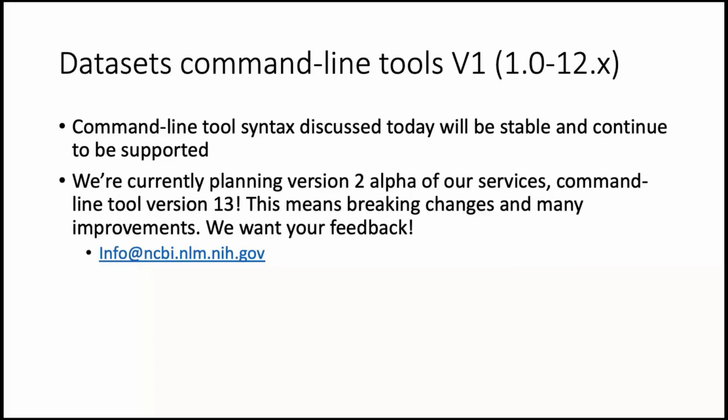So just a quick note about versions. Today we're talking about version 12 of the Datasets command line tools. These are expected to remain stable for the foreseeable future, and these are based on version 1 of our API. And at the moment, we're starting development on API version 2, which will power future releases of the command line tools. And we're planning a lot of new features and some breaking changes. This is a great time to give us feedback on where we'll be going next as we start planning version 2 of the API.